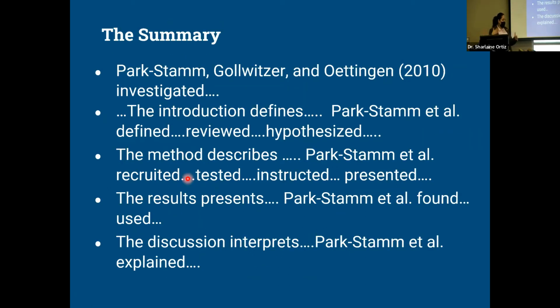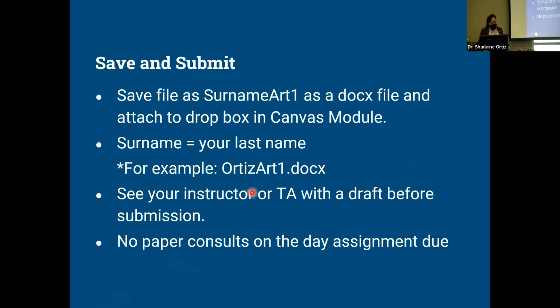Here are some examples of how the paragraph should look. For example, Park, Stamm, and colleagues 2010 investigated XYZ. The introduction defines, or you can say Park et al. defined, Park and colleagues reviewed. For the methods section, you want to use sentences such as the author recruited, the author instructed the individuals to do XYZ survey. And in the results, you can use this type of sentence. For example, the result presents a significance value of an alpha of 0.05. Park et al. found that when using the XYZ anxiety inventory, and you continue your sentence. And for the discussion, you can use a sentence such as, the discussion interprets XYZ, the author and their colleagues explained that. So those are good examples of what that would look like.